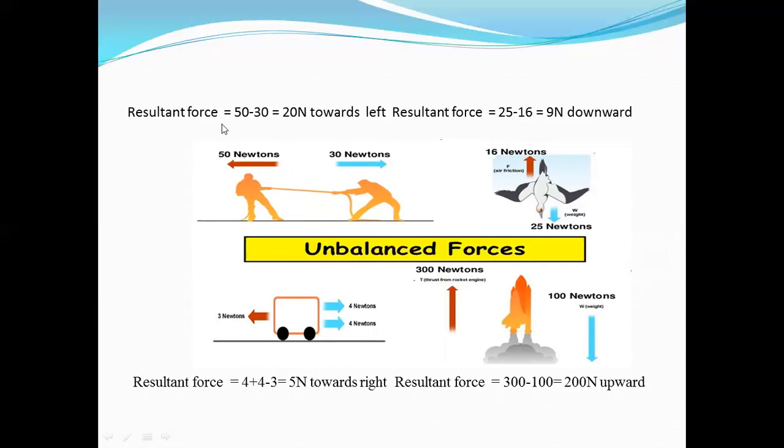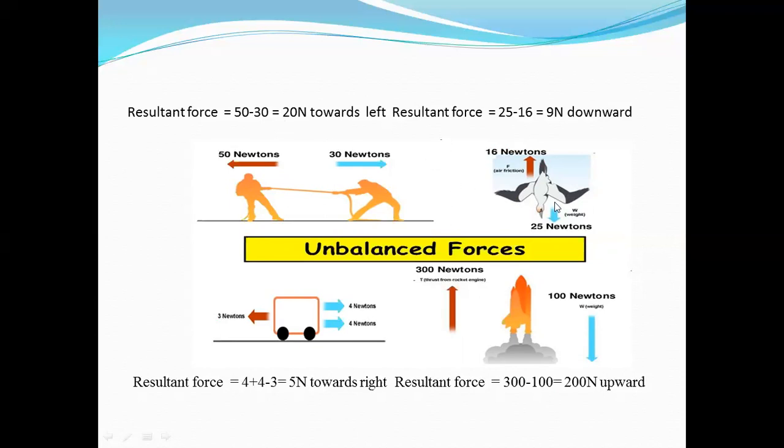How to calculate the resultant force? 50 minus 30. One of the forces will be given opposite sign. So over here, greater force is given positive and the smaller force is given negative sign. 50 minus 30 becomes 20 Newton. The direction of the resultant force is always in the direction of greater force. Over here, greater force is the 50 Newton and it is acting towards the left side. Therefore, the resultant force, which is the 20 Newton, is going to act towards the left side.